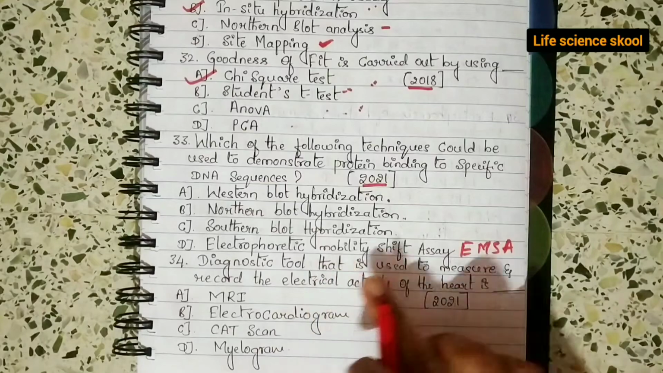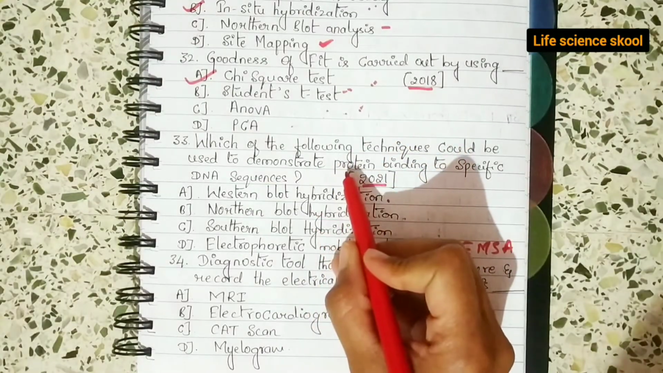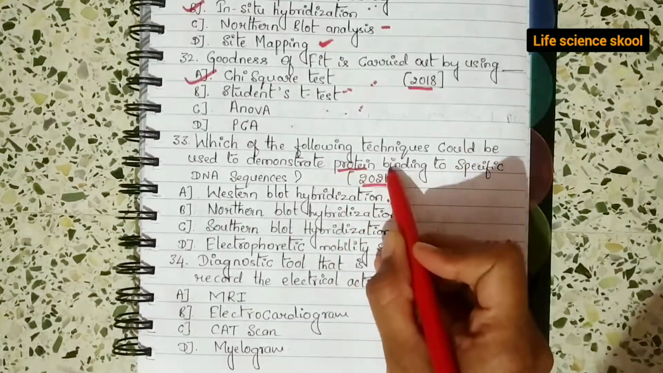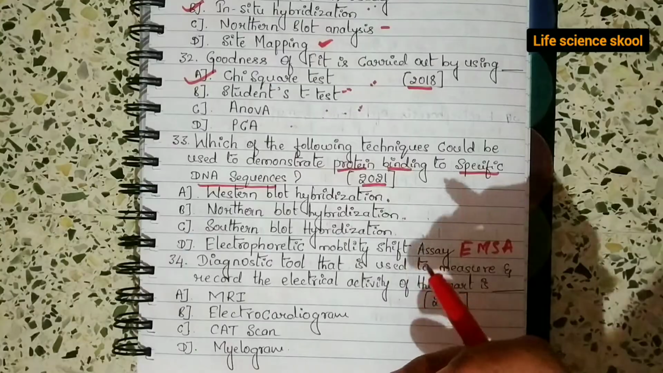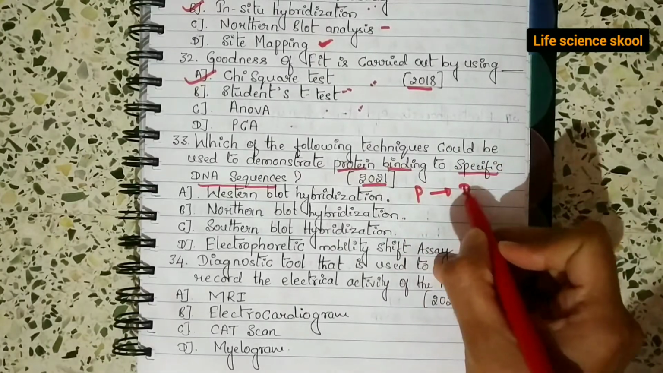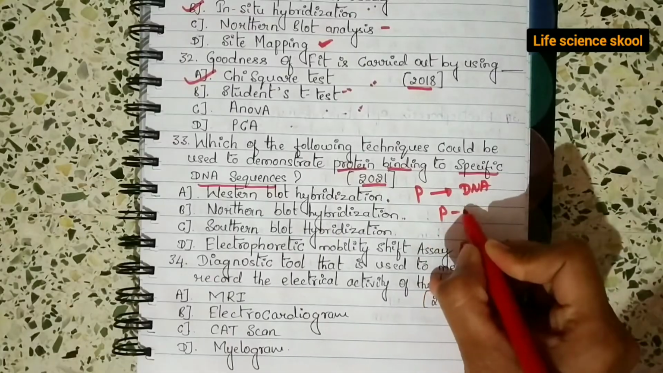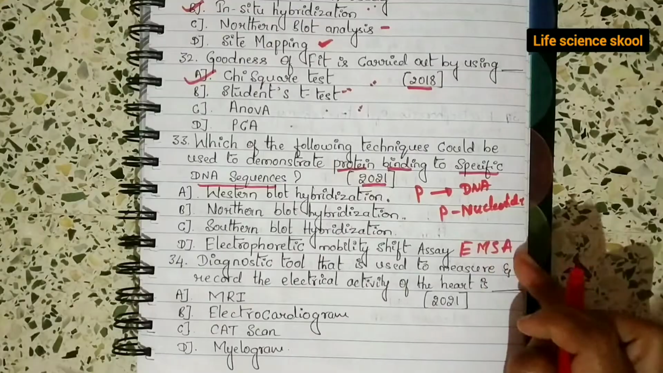EMSA, electrophoretic mobility shift assay. Let us look at the question here: it is used to demonstrate protein binding to specific DNA sequences, nothing but a nucleotide sequence. So the protein is binding to specific nucleotides, right? Protein and nucleotides.